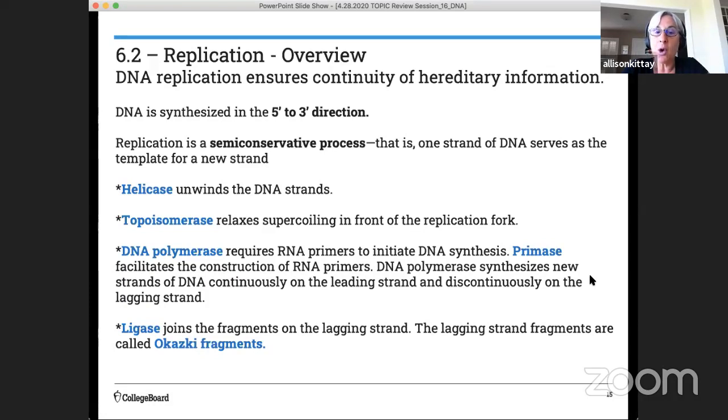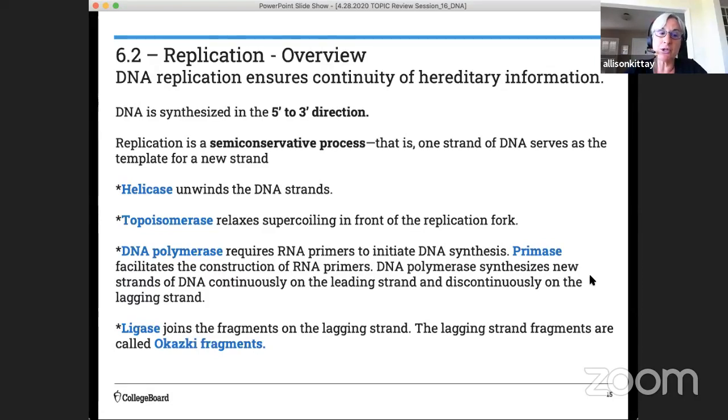What that means is one strand of DNA serves as the template for a new strand, so that each DNA molecule has one new strand and one original strand. In blue, I have the names of some enzymes that actually direct the process of DNA replication. So these are all various proteins that play a critical role in the steps of DNA replication. The first one is called helicase, and as its name implies, it will unwind the helix. So it unwinds the DNA strands.